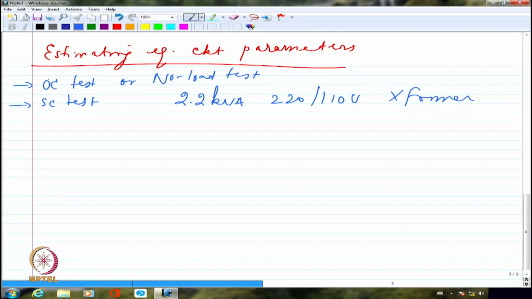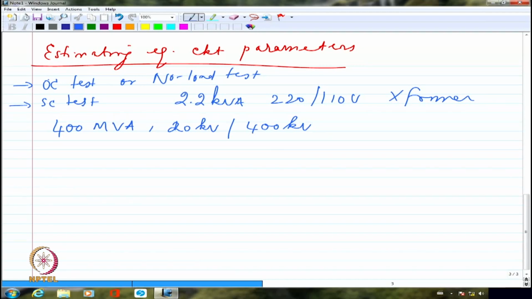But the transformers we normally use in the power stations or industries are of the rating of thousands of MVA, or at least hundreds of MVA. For example, in a power station generating 400 MVA power, it will be a 400 MVA transformer with probably 15 kV or 20 kV slash maybe 400 kV. If I have to test this transformer directly by loading it, it will really be a monumental task.